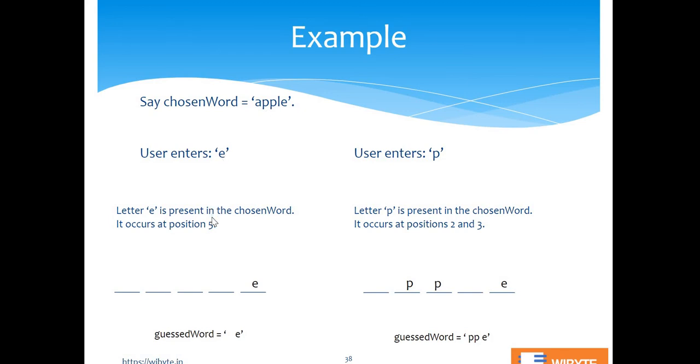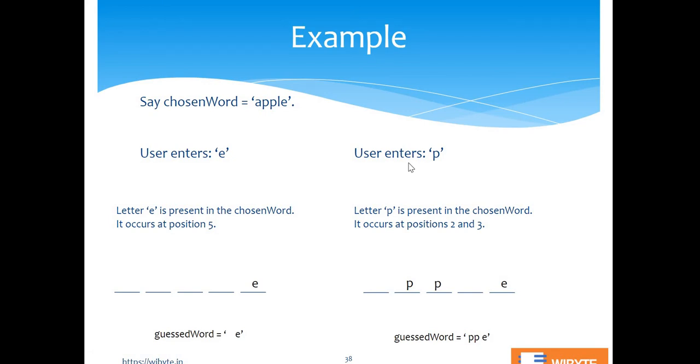So let's say the user enters E. Now, we know that the letter E exists at position number 5, right? So we are going to create a list called occurrences in which we'll have just 5, right? And we are also going to display this letter for the user at the last position, the fifth position. So notice 1, 2, 3, 4, 5, at the fifth position. And also we know that the word that has been guessed this far is everything empty here, but an E at the end.